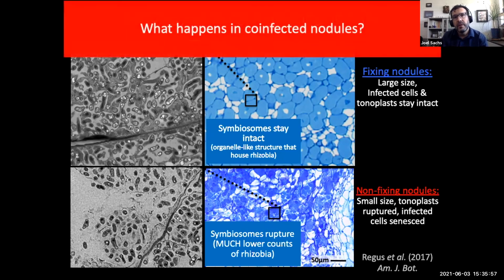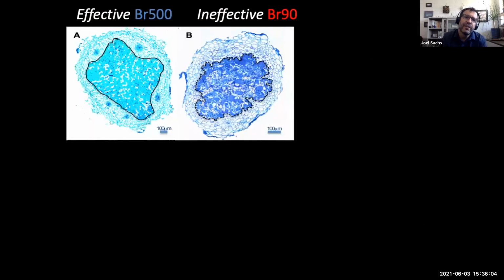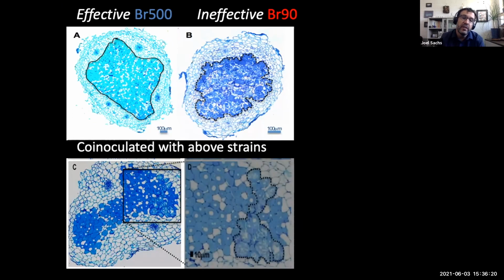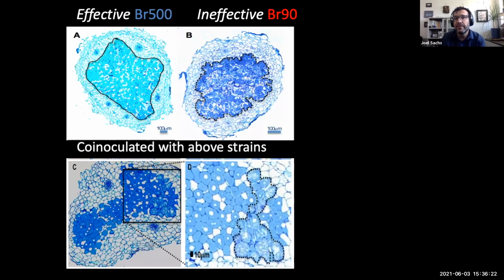All right, that's what's happening within individually infected nodules. Now, the next step is to start co-infecting nodules. So here are two nodules with different features, a nitrogen fixing strain on the left and a non-fixing strain on the right. And now we're going to start producing plants that are co-infected at very high concentrations to try to encourage the development of nodules that are co-infected.